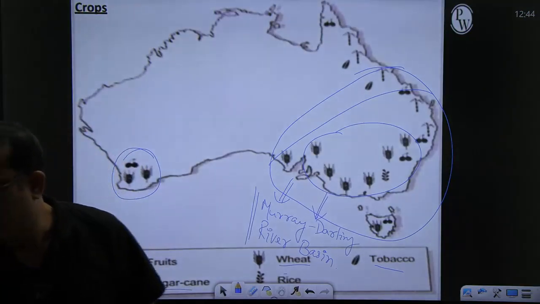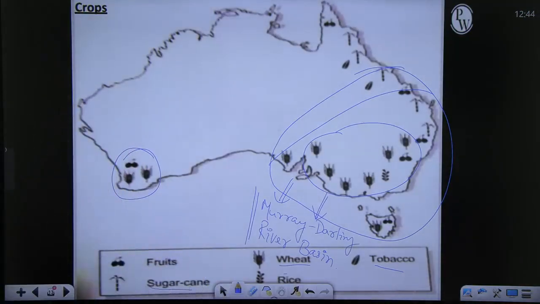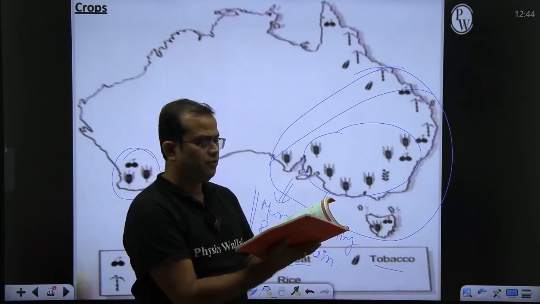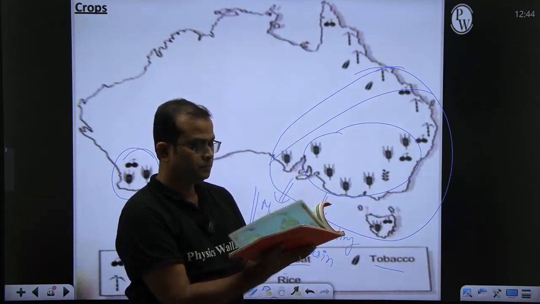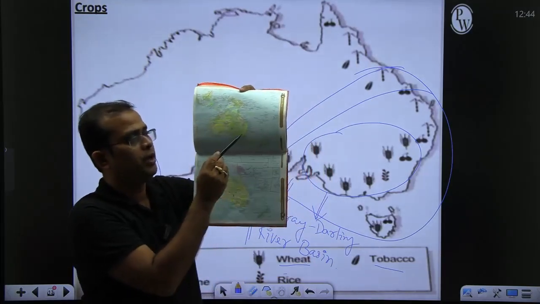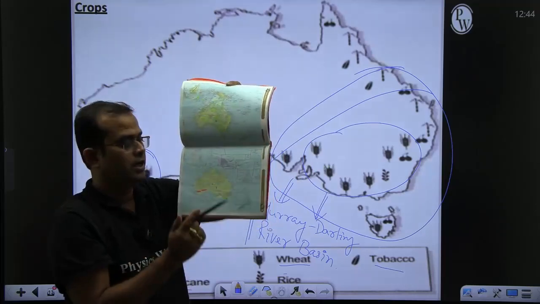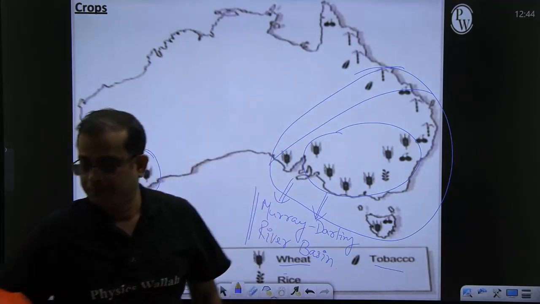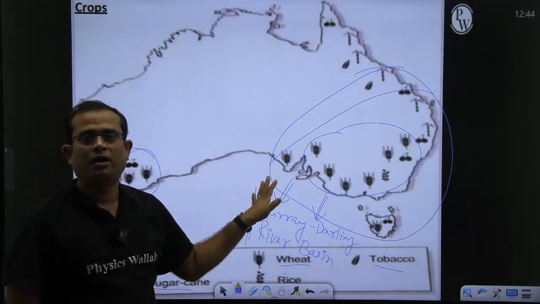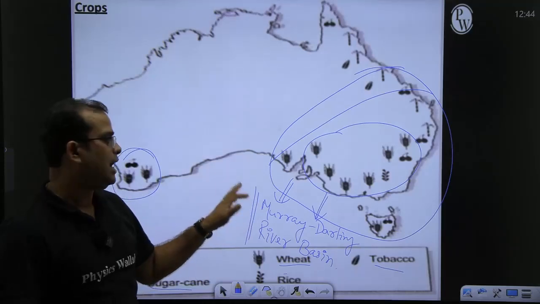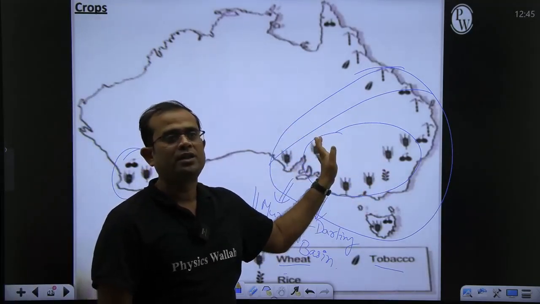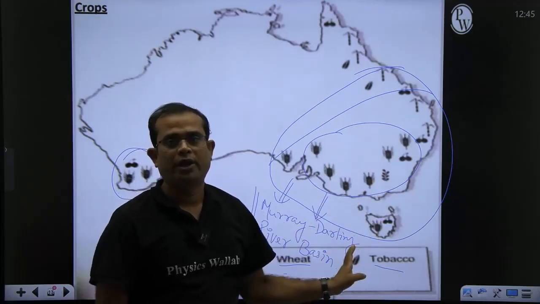If you see the atlas of Australia, it is also clear. Look here, you can see the Murray-Darling Basin river. In the Murray-Darling Basin, the river is very fertile. That is why you can see from the picture that the maximum agricultural crop cultivation is continued here in the Murray-Darling Basin, right?